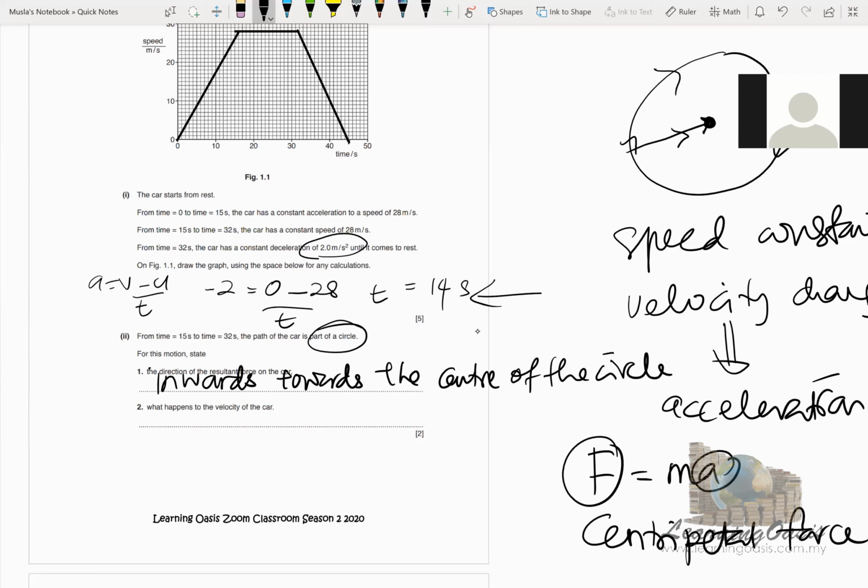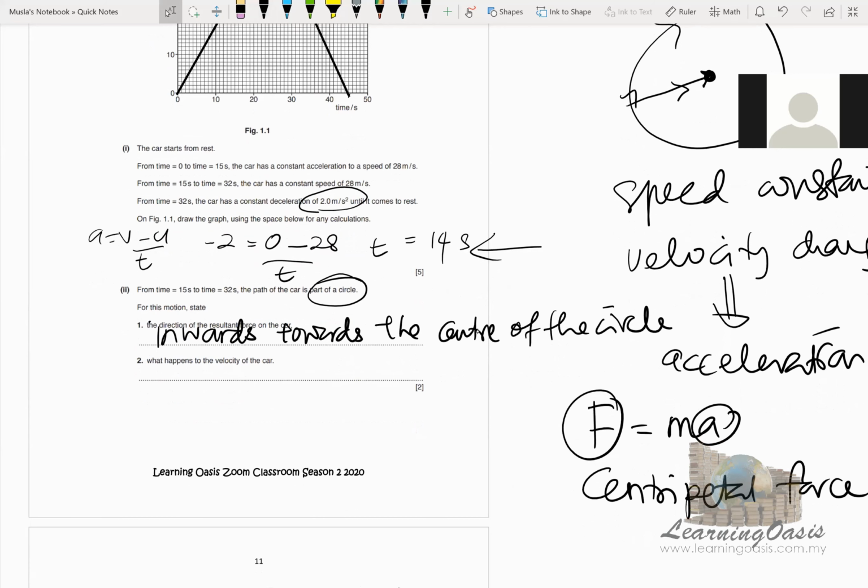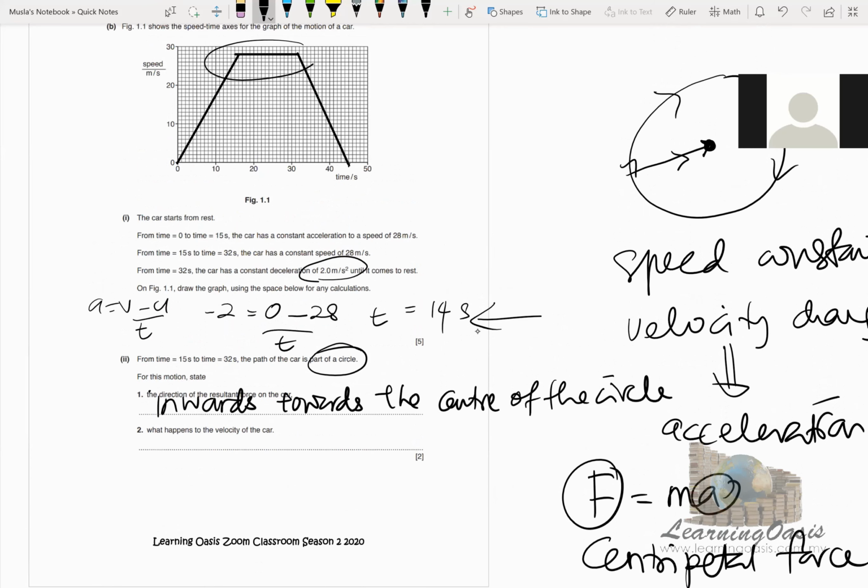Later on, you go to your foundation, you go to your A level, you learn about centrifugal force. That's another force there. What happened to the velocity of the car? The speed is constant, but as it moves in a circle, will the velocity change or remain constant? Change. So what happened to the velocity? Velocity changes.